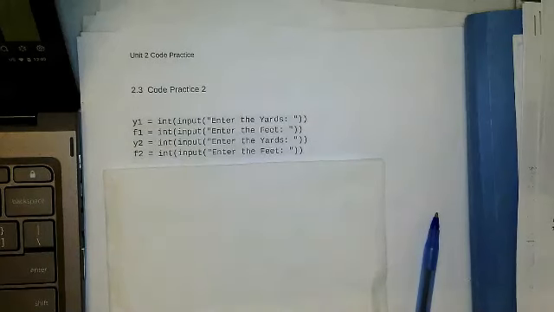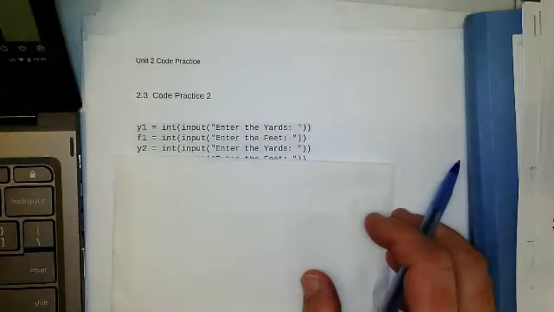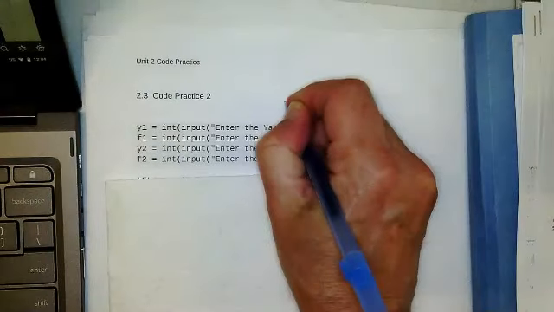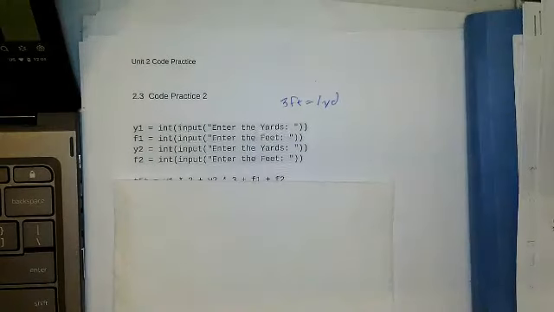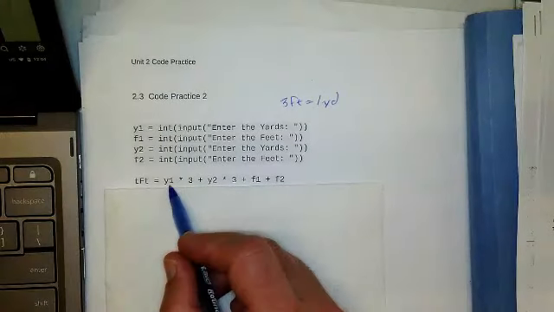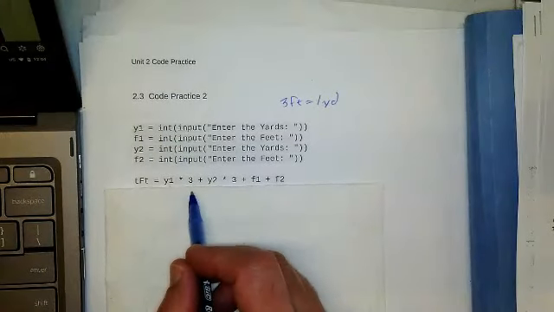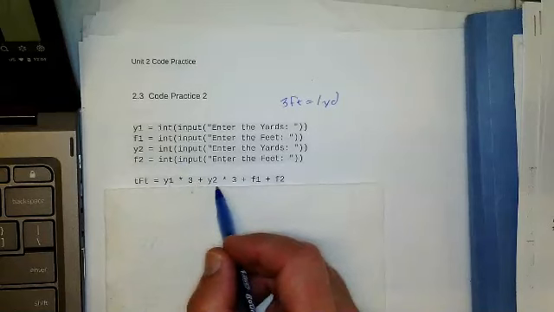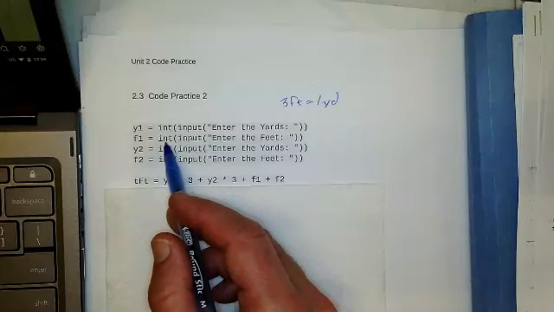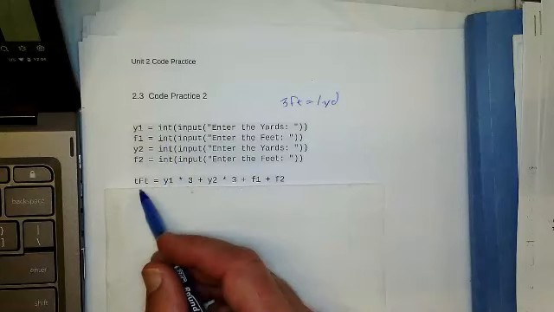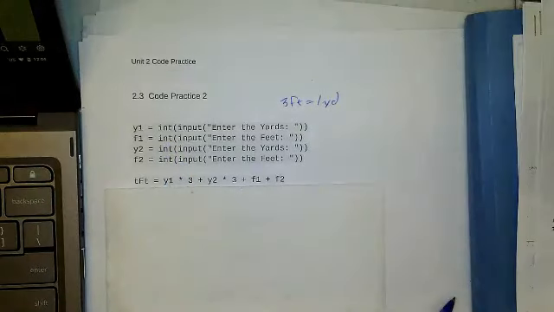So to do this, we're going to get total feet. To do that, how many feet are in a yard? We need to know that. So 3 feet equal 1 yard. For total feet, I'm going to take Y1, the yards, times 3, which changes that into feet, plus Y2, those yards, times 3, plus the first number of feet and the second number of feet. We need that total, and I'm calling that total feet, TFT.